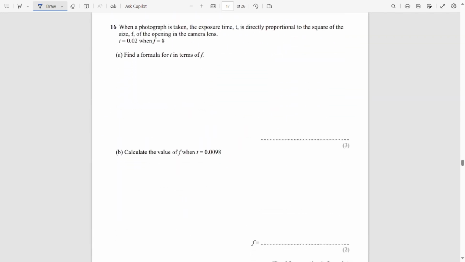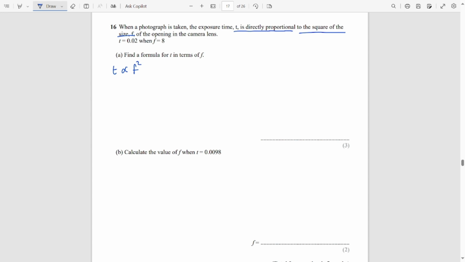Okay, 16. This is a proportion question. So when a photograph is taken, the exposure time t is directly proportional to the square of the size f of the opening in the camera lens. So we have t is directly proportional to f. And this is how we write the formal notation. This reads t directly proportional to, sorry, directly proportional to the square of f. So it should be f squared like this.